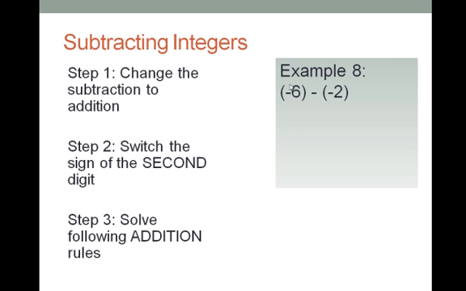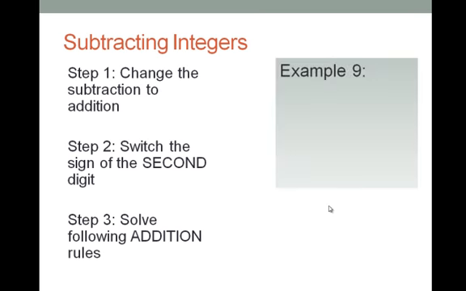So again, step 1, change the subtraction, this guy right here, into an addition. Alright, then step 2, switch the sign of the second digit. So -6 is the first digit, and -2 is the second digit. So it's a negative, I'm going to now switch it to a positive. Then lastly, solve following the addition rule. So I have here -6 add by +2, the signs are different, so I'm going to subtract them. 6 subtract by 2 is going to give me 4. Take the sign of the bigger digit, which is -6. So my answer is going to be -4.